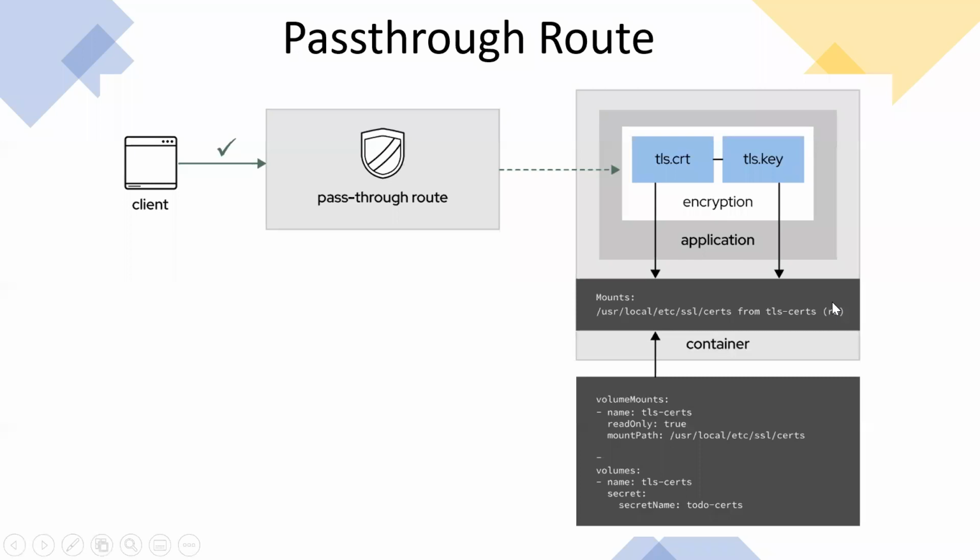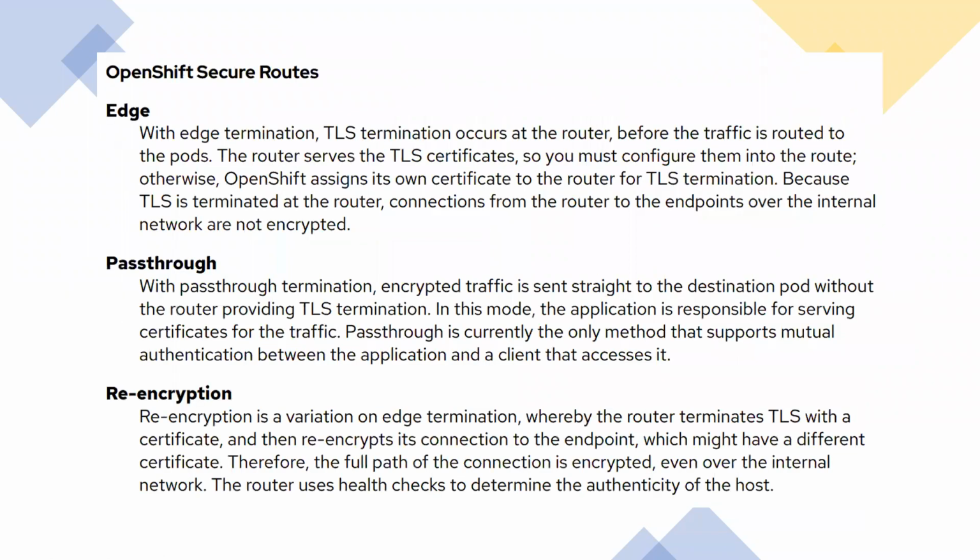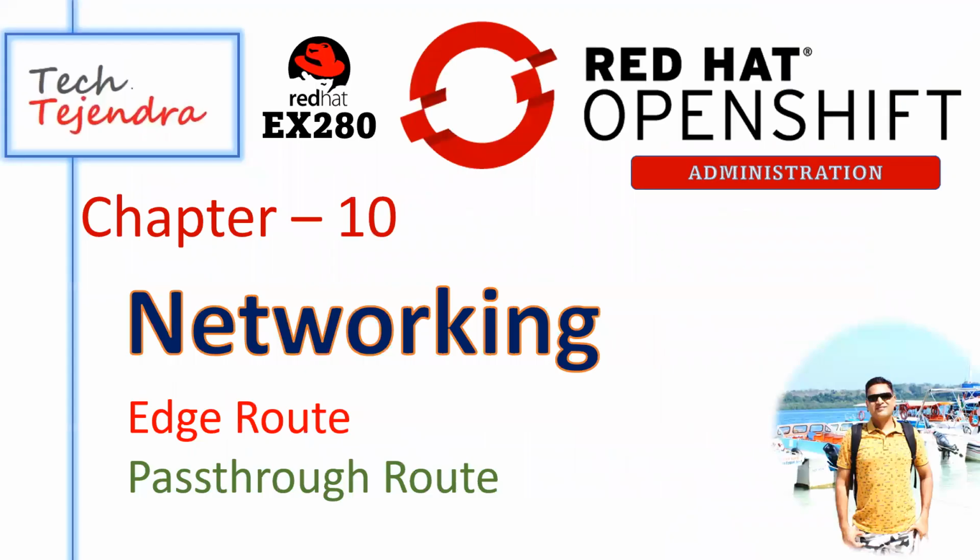I hope you have understood all these concepts of the passthrough route and edge route, and the difference between both. As per your application's need, you can apply these routes in your application and in your OpenShift cluster. And if you need, you can also apply re-encryption as well.